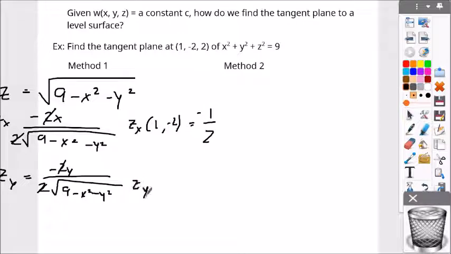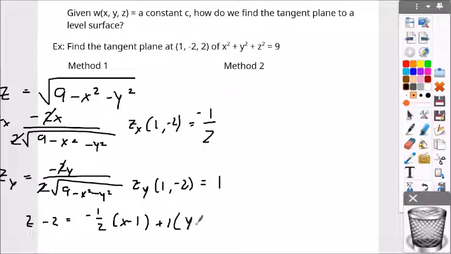Z sub y is not the same, I'm sorry. Negative 2 times negative 2 is positive, and the bottom will get you 2, so it's 1. So our equation is z minus 2 is equal to negative 1/2 times x minus 1 plus 1 times y plus 2, I'm sorry, y plus 2.